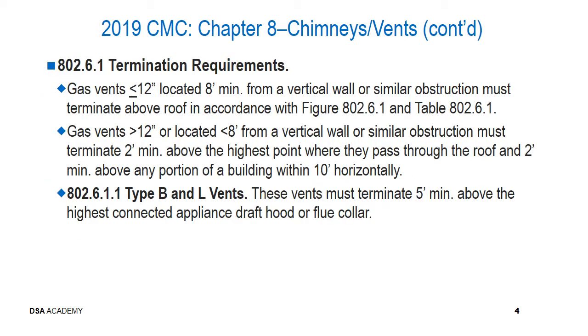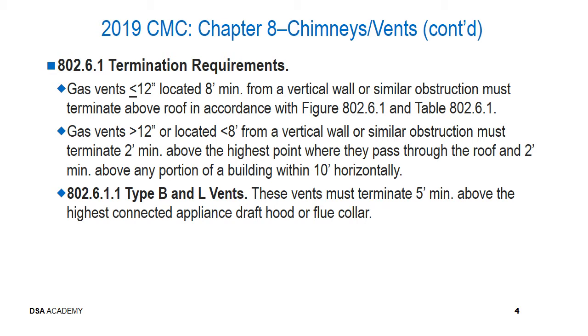Section 802.6.1 has some very helpful figures which describe the termination requirements for gas vents. To generally summarize, gas vents that are less than or equal to 12 inches in diameter and located 8 foot minimum from a vertical wall or similar obstruction must terminate above the roof in accordance with figures 802.6.1 and table 802.6.1.